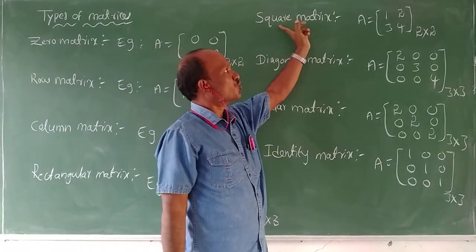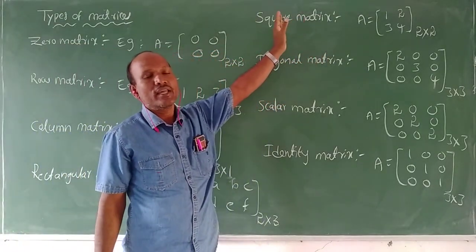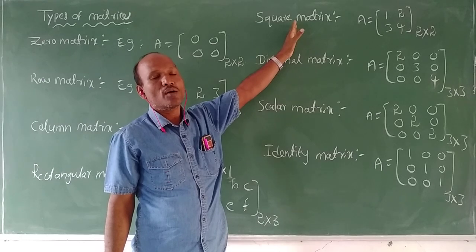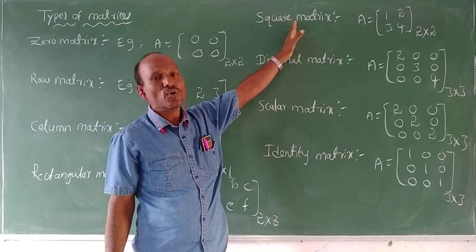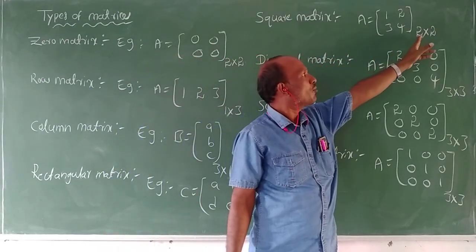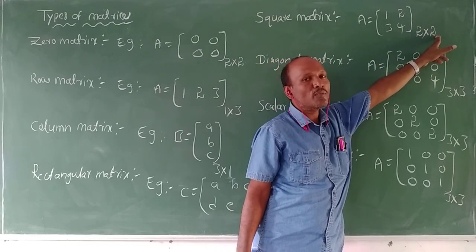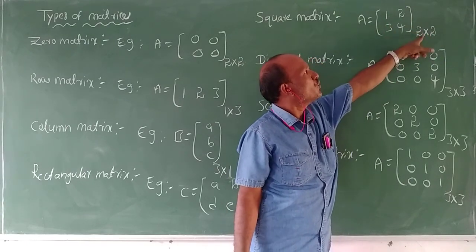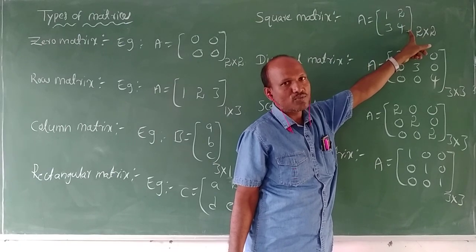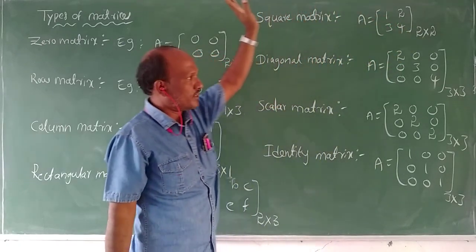Next, square matrix. A matrix in which the number of rows is equal to the number of columns. 2 rows, 2 columns is called a square matrix.